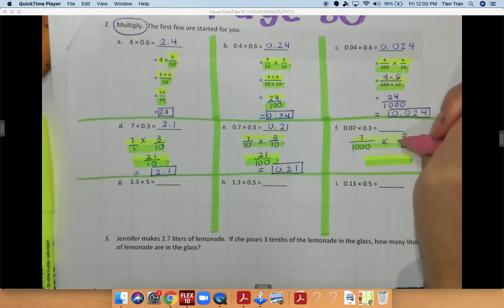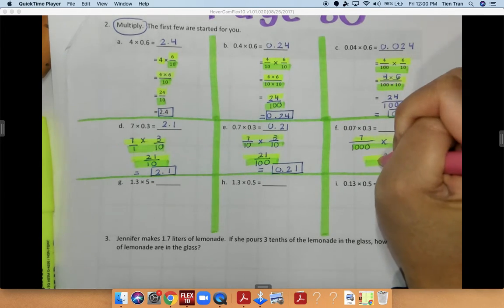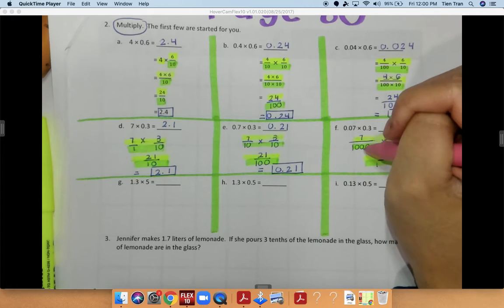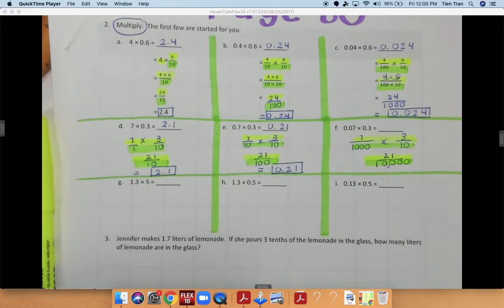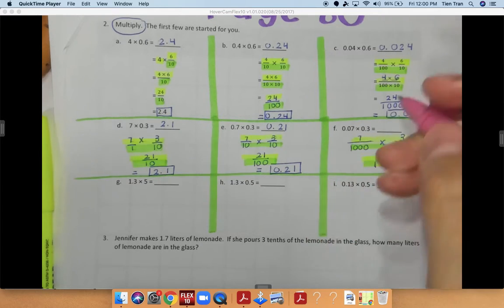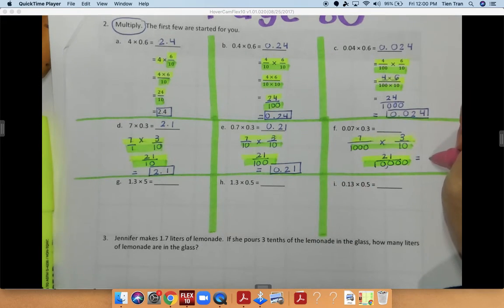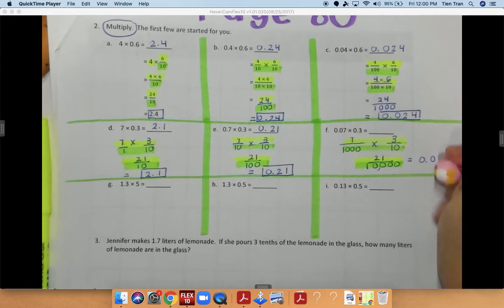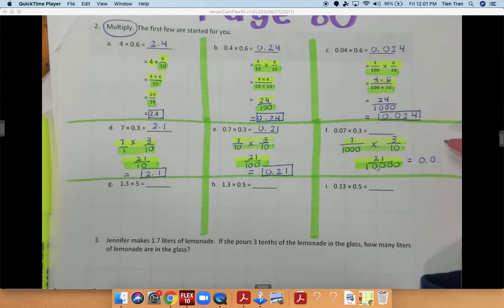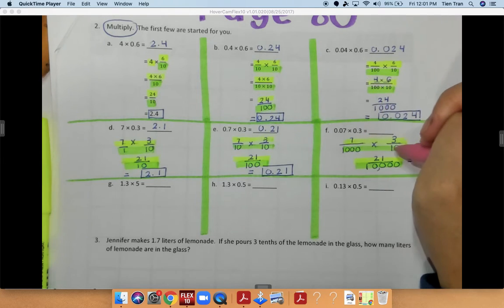So 7 times 3 is equal to 21. And 1,000 times 10, how many zeros? 1, 2, 3, 4. 4 zeros is equal to 10,000. So I have 21 ten-thousandths. So I have 0 and 21 thousandths. Tenths, hundredths, thousandths. Ooh, I need to add one more zero to make that correct. No, this is good. Right? 1, 2, 3, 4. 1, 2, 3, 4.